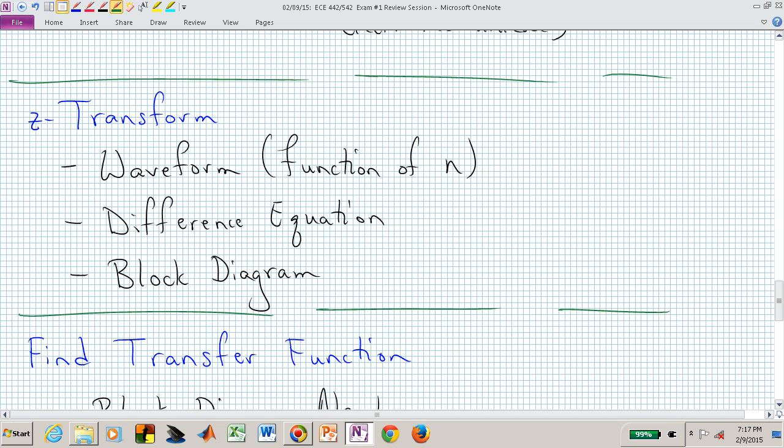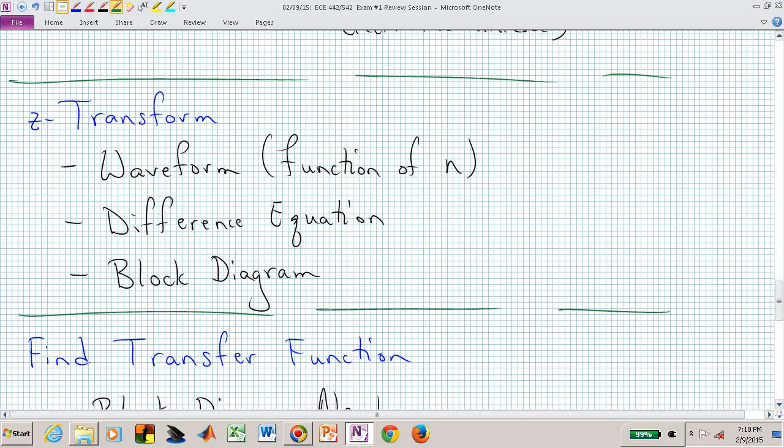Z transforms. If I give you a waveform as a function of n in the time domain, can you compute the Z transform? That's why you have that Z transform table. Can you match up these time domain expressions with the transform? And you might have to use some Z transform operations to get it to look like what is in the table.